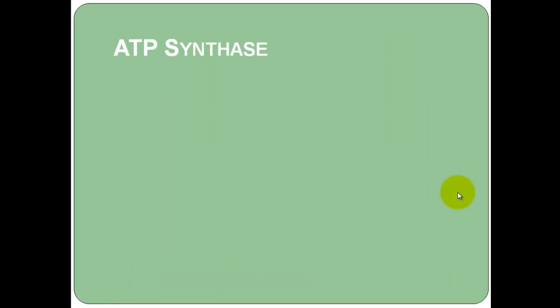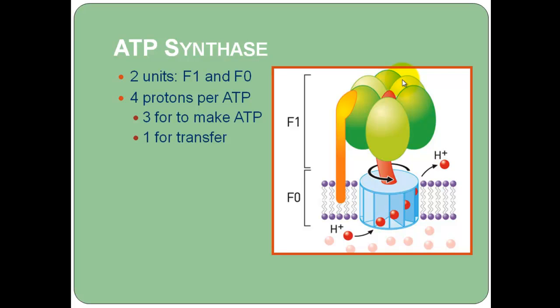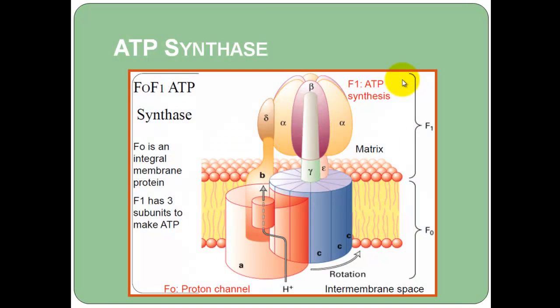The ATP synthase is made up of two units, an F1 unit and an F0 unit. The F1 unit faces the matrix side of the mitochondria, while the F0 unit faces the intermembrane space of the mitochondria. So these are the hydrogen ions in the intermembrane space. They travel through ATP synthase to produce ATP. 4 protons are used to produce 1 molecule of ATP. 3 protons are used to make the ATP molecule, while 1 proton is used to transfer it to the matrix side of the mitochondria. So here's how the F1 and F0 units play together.